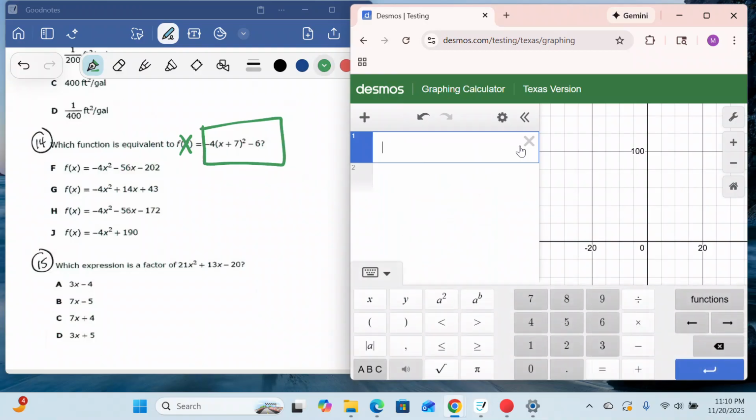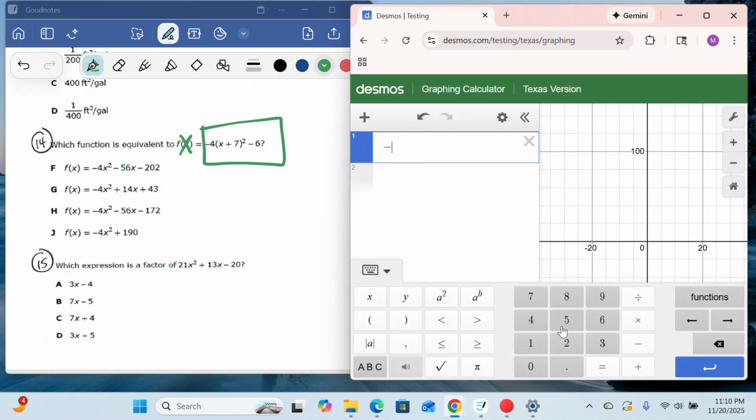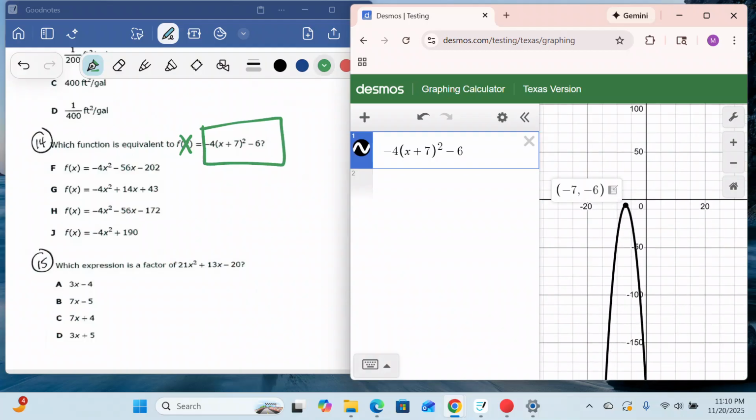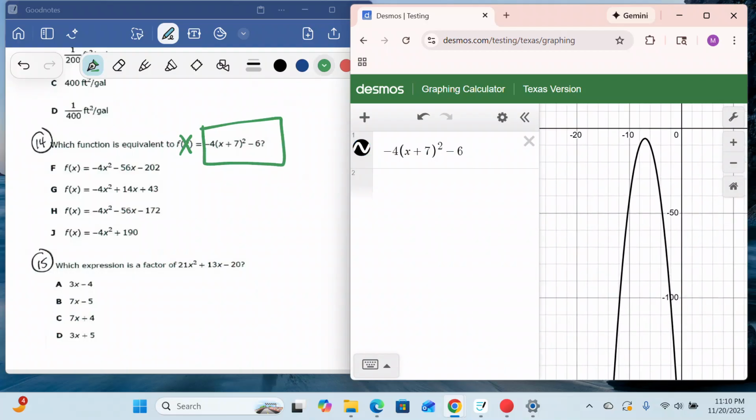So I'm going to go ahead and input the first one. I'm going to go negative 4, open parentheses, x plus 7, quantity squared, minus 6, close parentheses, and there is my shape, and there's my vertex. I have some y-intercepts going on. If I want to enlarge it, I know where my shape is. That is actually a maximum. So I'm going to input every single one of them and just see which one matches exactly.